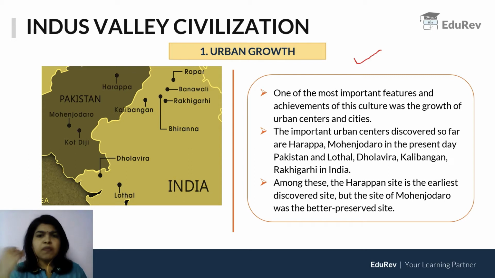There have been many important urban centers, and look at the map here. We have certain important centers marked here. Centers like Harappa, Mohenjo-daro and Kot Diji fall under Pakistan, whereas regions like Banawali, Rakhigarhi, Kalibangan, Dholavira and Lothal fall under India.